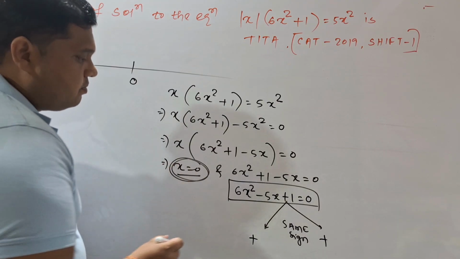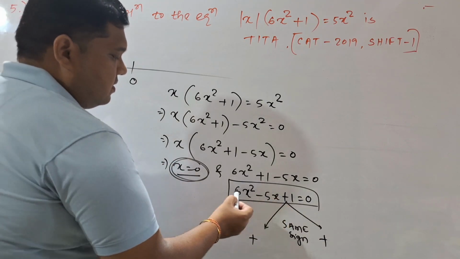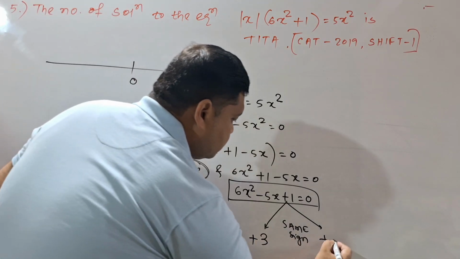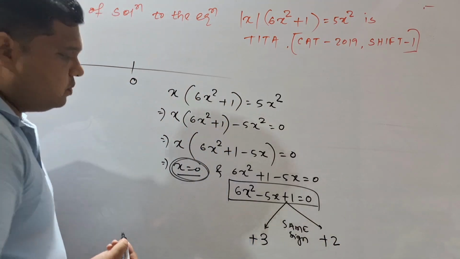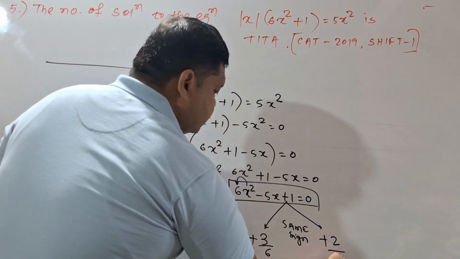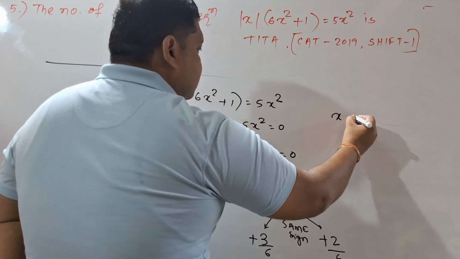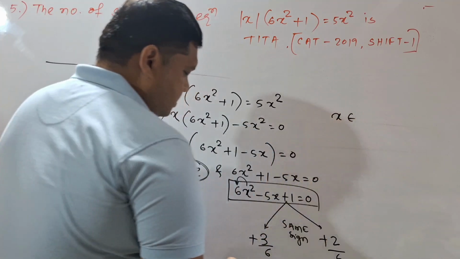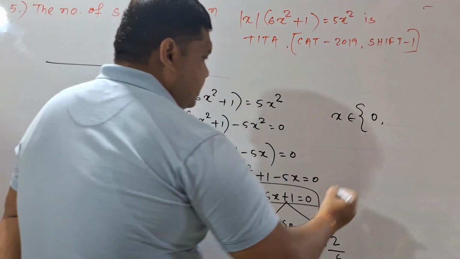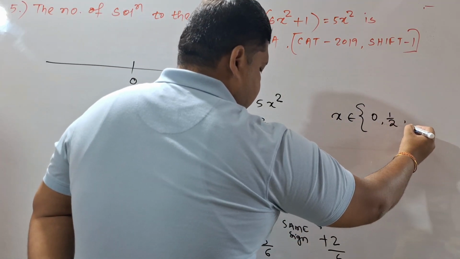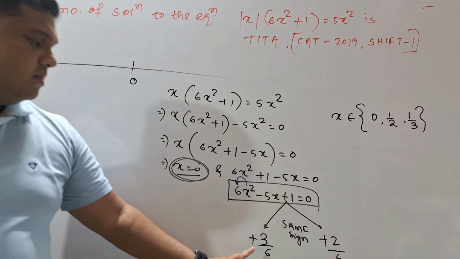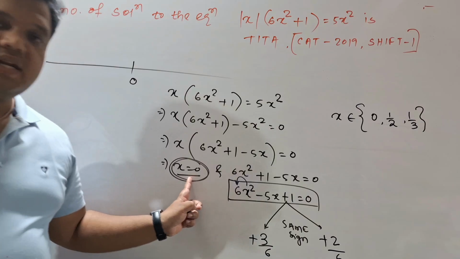Now, the value: product is 6 and sum is 5. Numbers are 3 and 2. And here the coefficient of x square is 6, so divide by 6 here and here. So how many solutions does x have? Here this is 1 by 2, and this is 1 by 3. So x has 3 solutions: 1 by 2, 1 by 3 and 0.